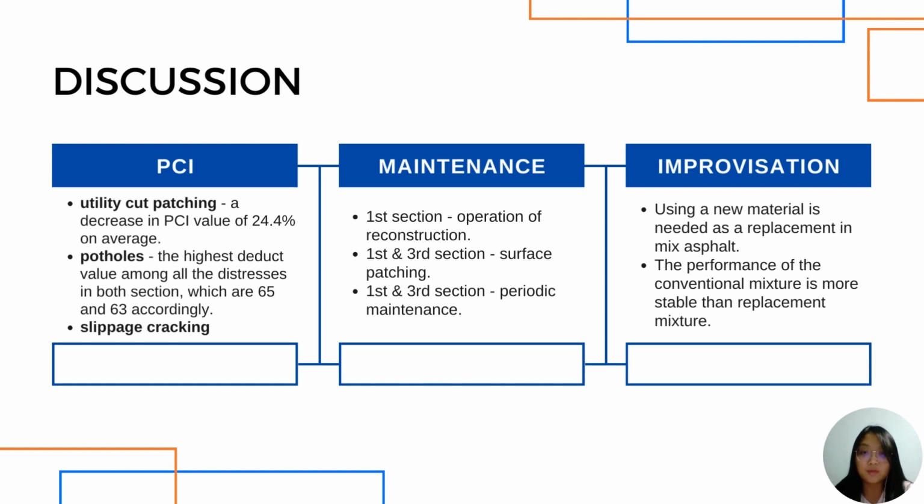Last is the part on improvisation. The material of the road pavement is costly in road pavement maintenance. Using a new material is needed as a replacement in mixed asphalt. Various studies have shown that there are many materials that can be used to construct road pavement. The performance of the conventional mixture is more stable than the replacement mixture.